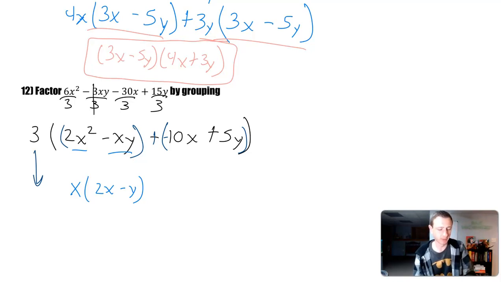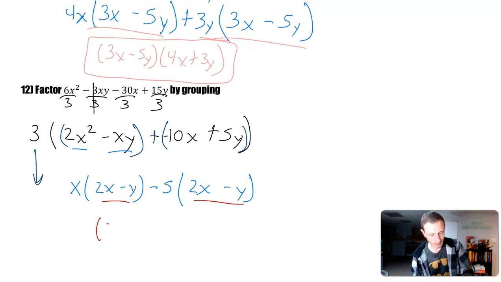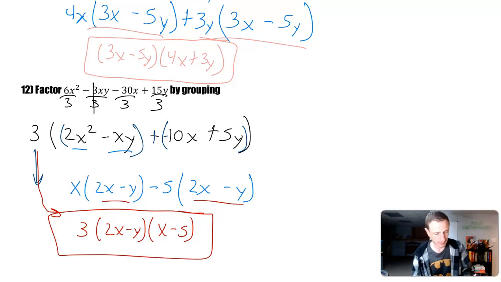Second term, I could take out the leading negative, first of all, and then second of all, I could take out a 5, so negative 5, and that's going to leave me with 2x minus y, because 5 divided by negative 5 is negative 1, and then I'm still left with that y. And look at that. 2x minus y, 2x minus y. So I'm going to take out 2x minus y. And don't forget about that GCF we factored in the first place. Left with x minus 5. And then I want to bring down that 3. There is my answer.